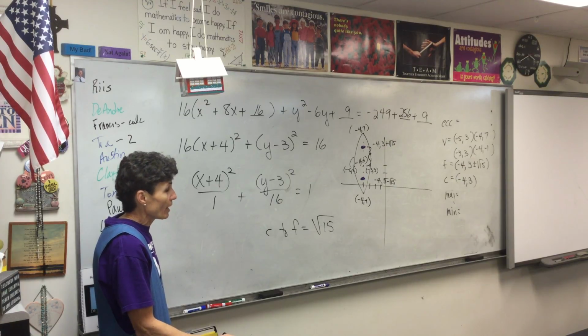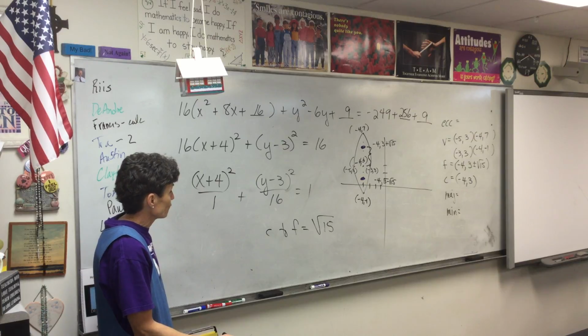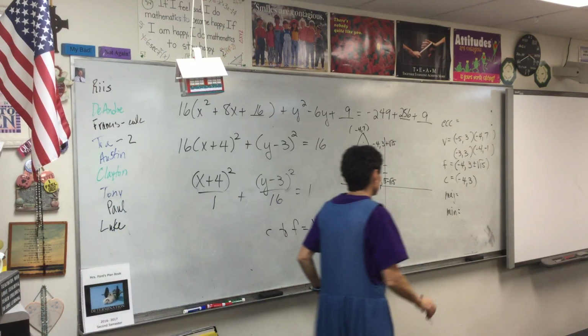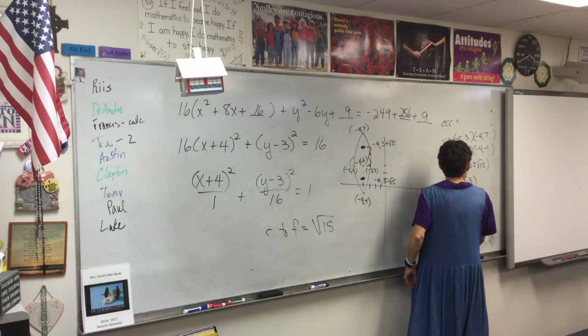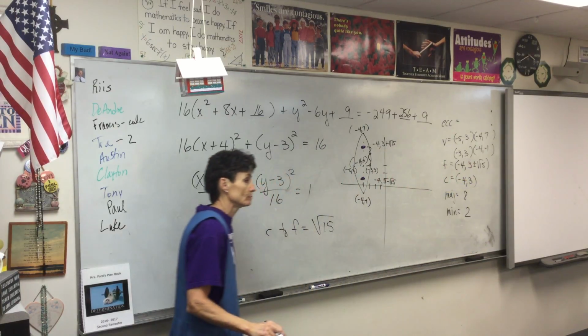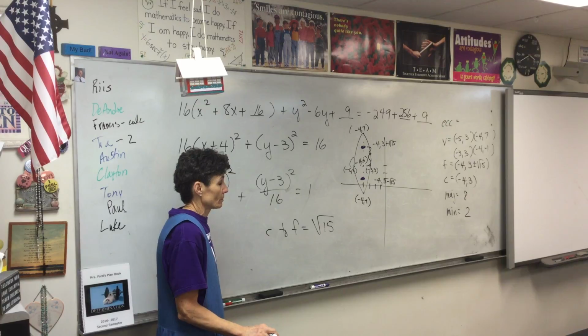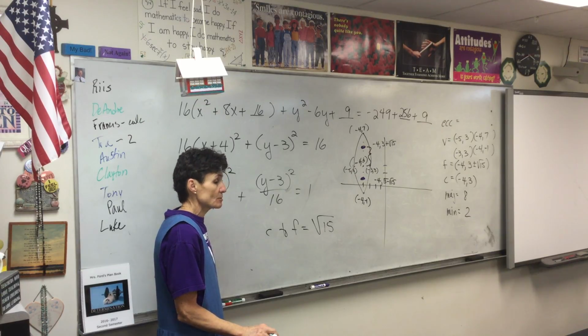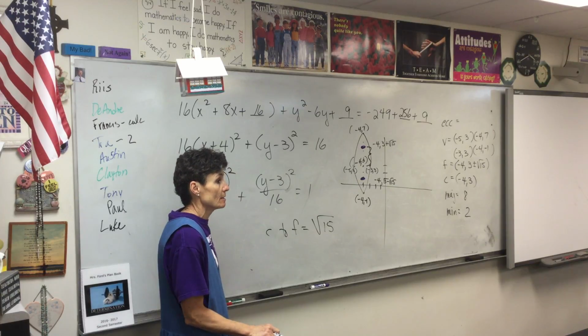How long is my major axis? 8. You went up and down 4. How long is my minor axis? 2. You went sideways 1. Now I need my eccentricity, and then I'm all done with this problem. I'm all done with this section of the test.